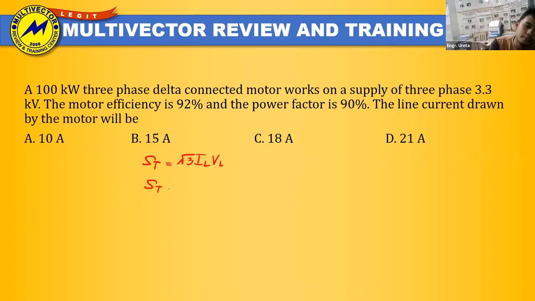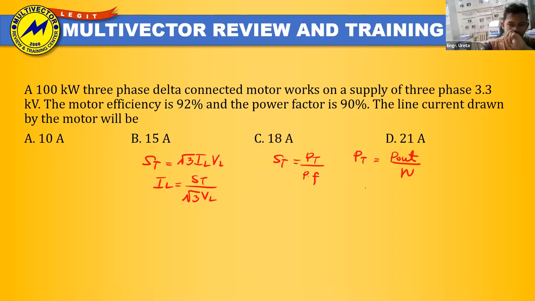Okay, therefore, the line current is just equals to ST all over square root of 3 V. Okay, sir, meron na ba tayong ST? Wala pa. Okay, our ST is just equals to the power total all over the power factor. Okay, but our power total, which is the input power, is just the output power divided by the efficiency.